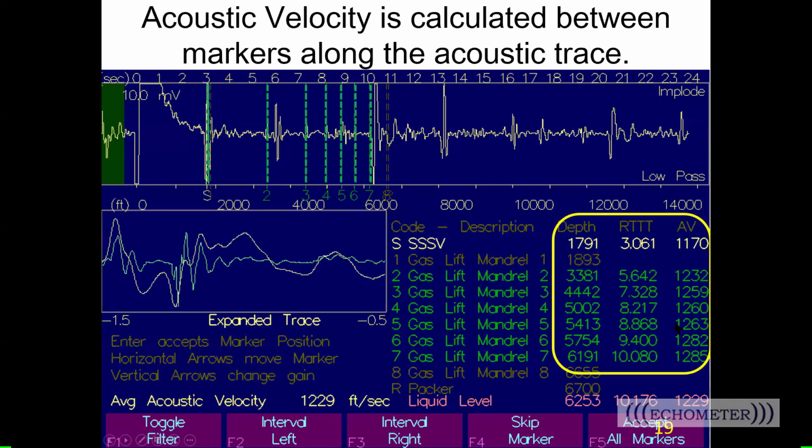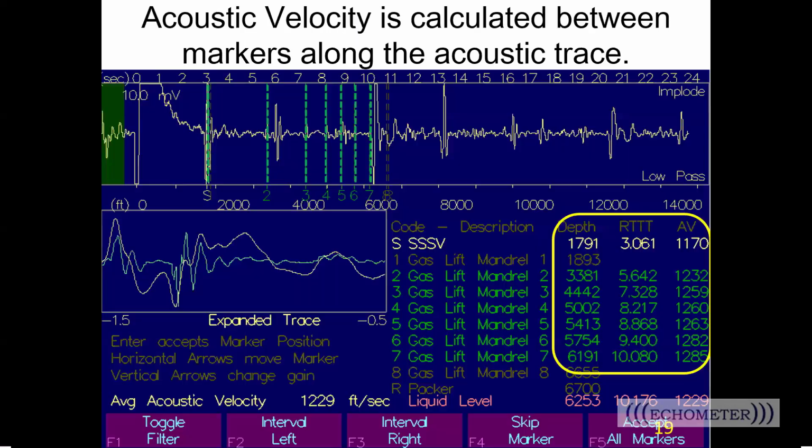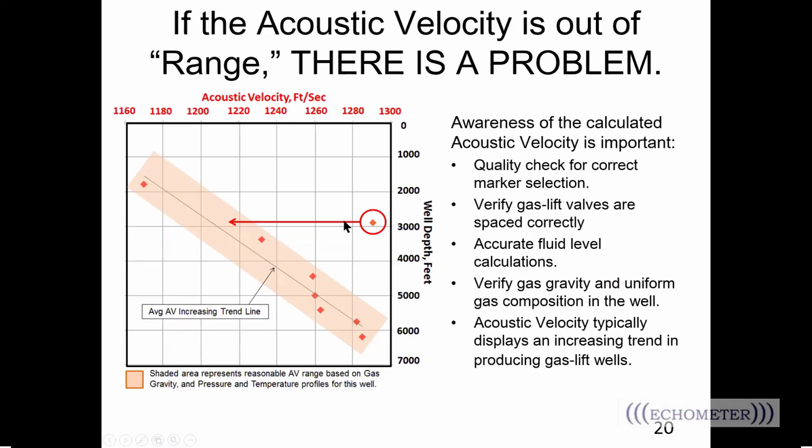One of the reasons it's important to pay attention to the acoustic velocity as you work your way down is that if the acoustic velocity is out of range, that's an indication there's a problem. If you're working your way down that fluid level shot placing markers, and the next marker you choose says it's 1,500 feet per second, that's an indication that you've chosen a marker that is out of range, an incorrect marker for that particular analysis. So if the acoustic velocity is out of range, in whatever circumstance, there's a problem, and you need to go back and check that. So the acoustic velocity is important.